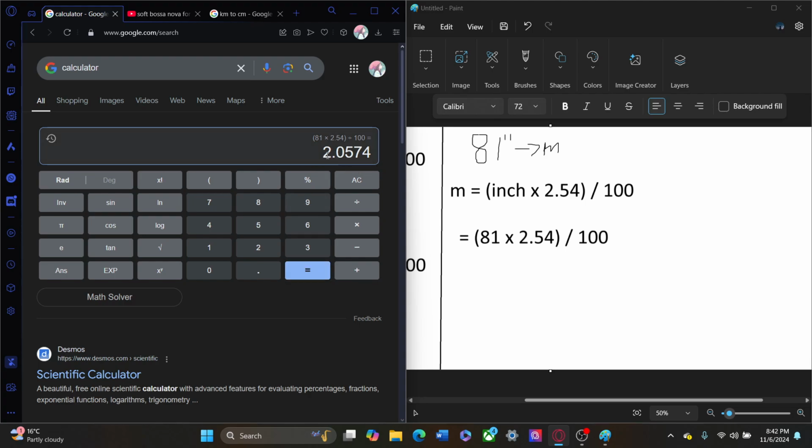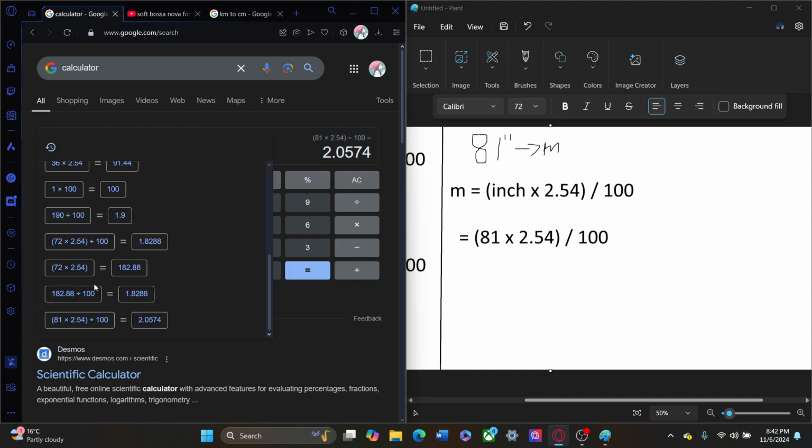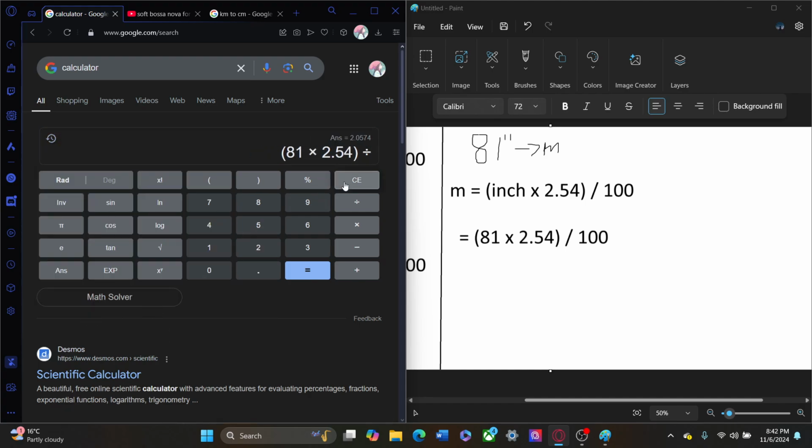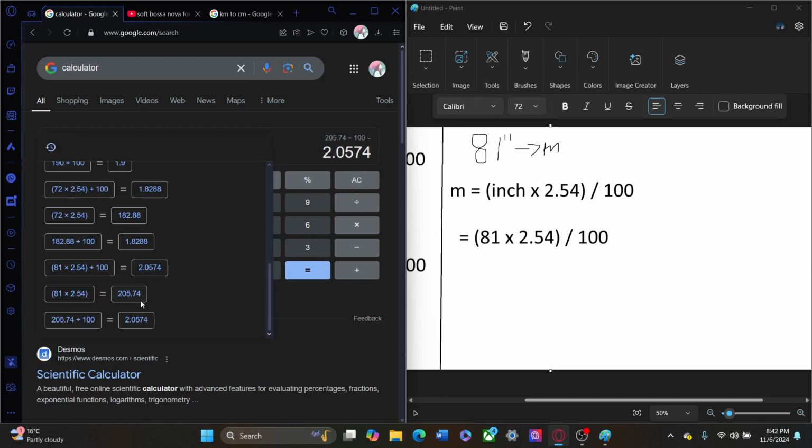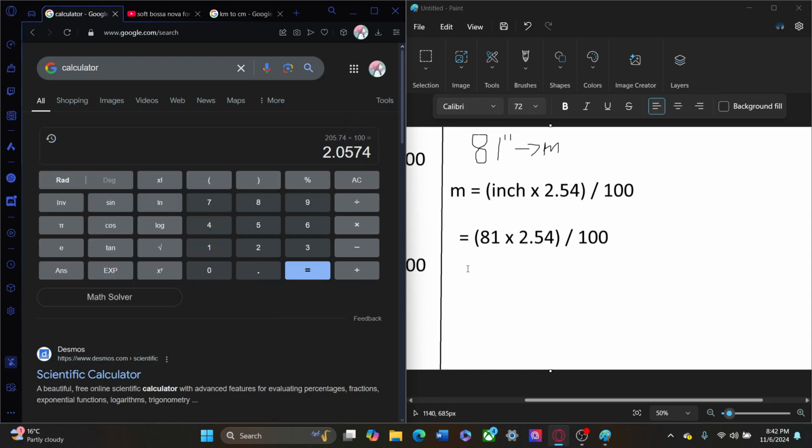And if you want to split this up, you can do the same thing. Go back here, take that off, boom. Divide that by 100, boom, see? Same answer, right? So that would equal 2.0574. And in what? Meters. Remember that, okay?